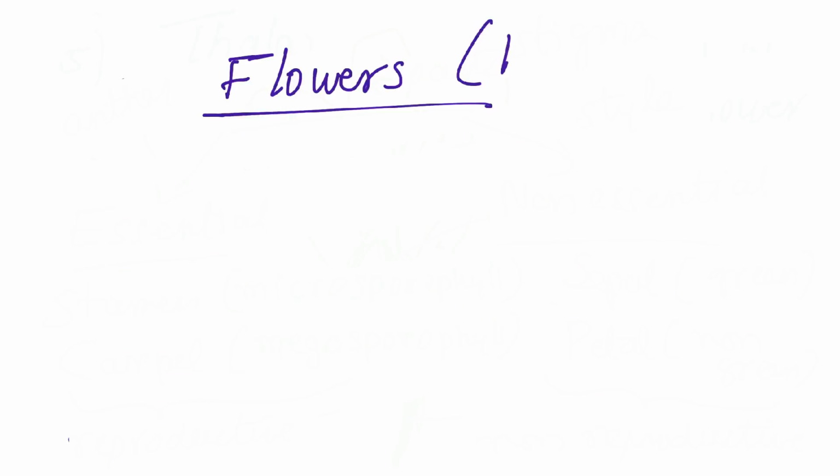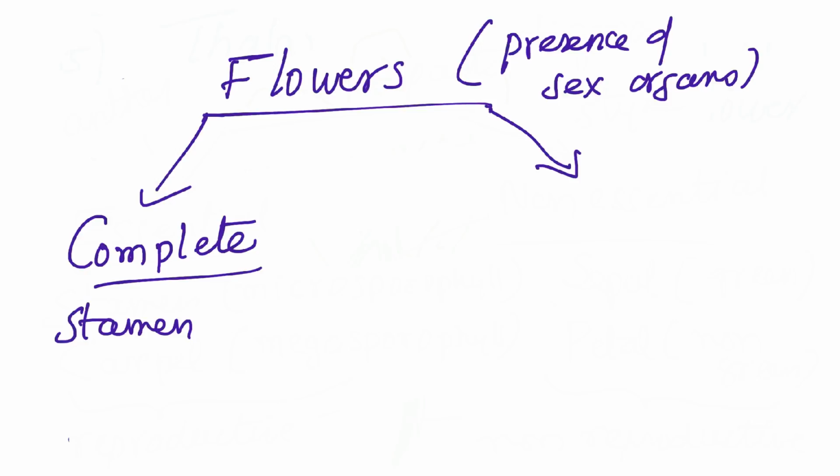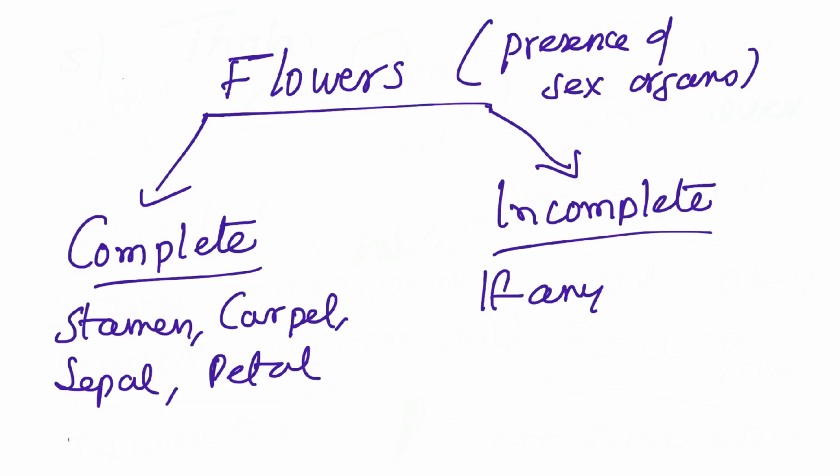Now we are looking at another criterion by which flowers are divided, and this is based on the presence of a particular sex organ, in the sense of the male and the female sex organ. So first we are dealing with the complete flower and the incomplete flower. Of course, the wording itself indicates the fact. Complete means all the four important floral parts are present, that is stamen, carpel, sepal, and petal. Naturally, incomplete means that if any of these floral parts are absent, the flower is incomplete.